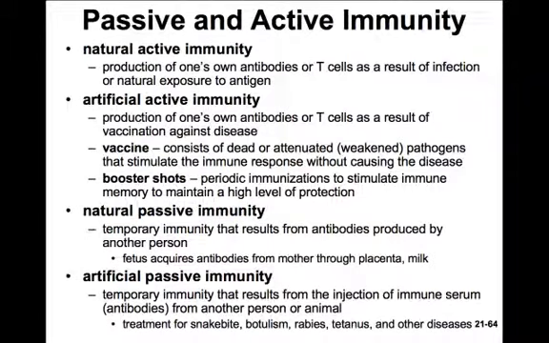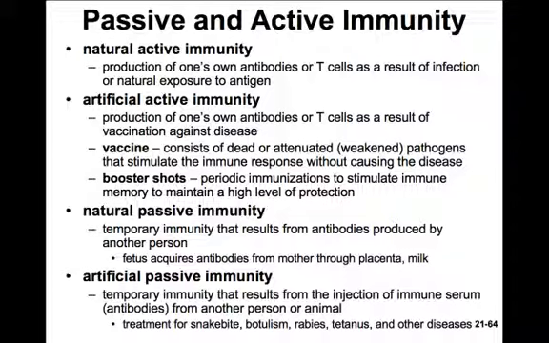So either type of immunity can occur naturally, or for treatment and prevention purposes, it can be induced artificially. So we can therefore recognize 4 classes of immunity under this scheme. We have natural active immunity, which is where we produce our own antibodies or T cells as a result of infection or natural exposure to the antigen.